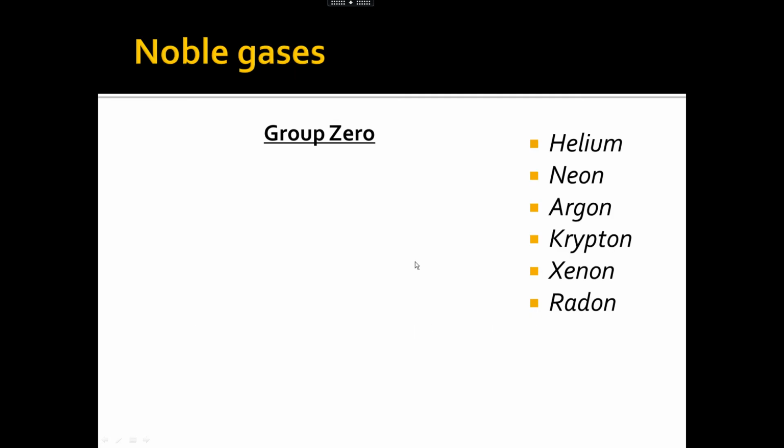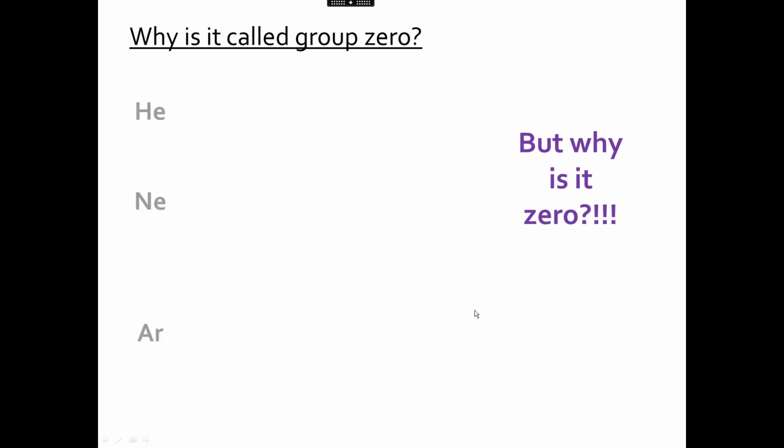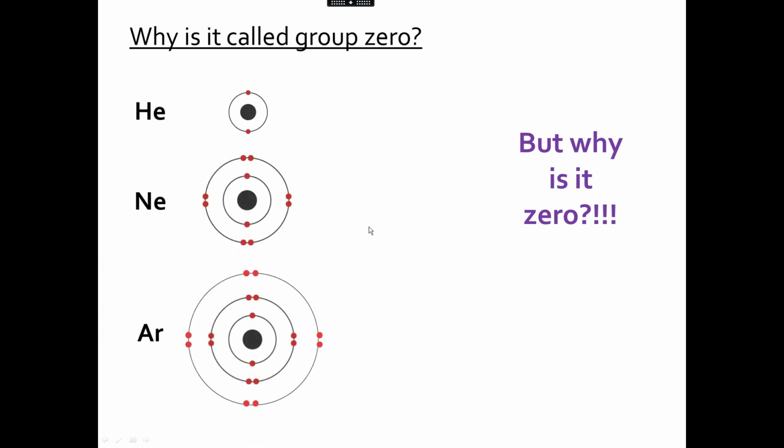Right, group 0 are the noble gases: helium, neon, argon, krypton, xenon, radon. Okay, so group 7 is on the right-hand side of the periodic table there. And let's have a look. Why is it called group 0 rather than group 8? Well, group 8 doesn't work for helium because it only has 2. So if we called it group 8, helium wouldn't match the pattern.